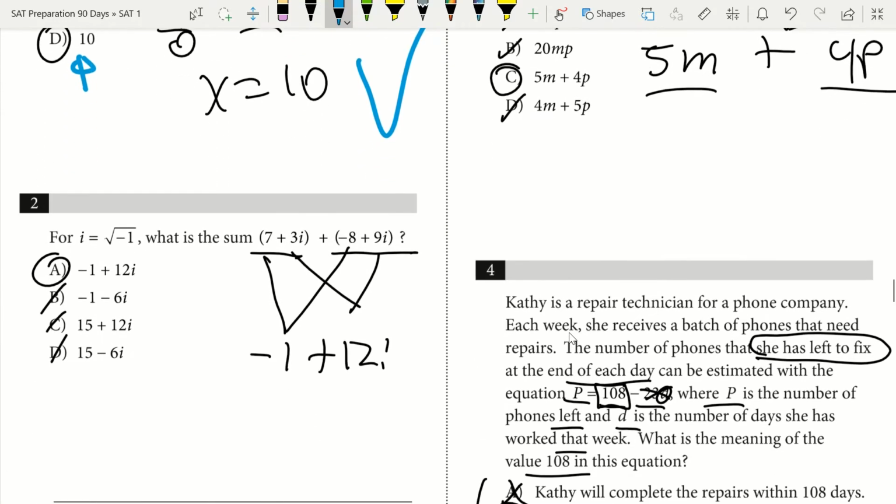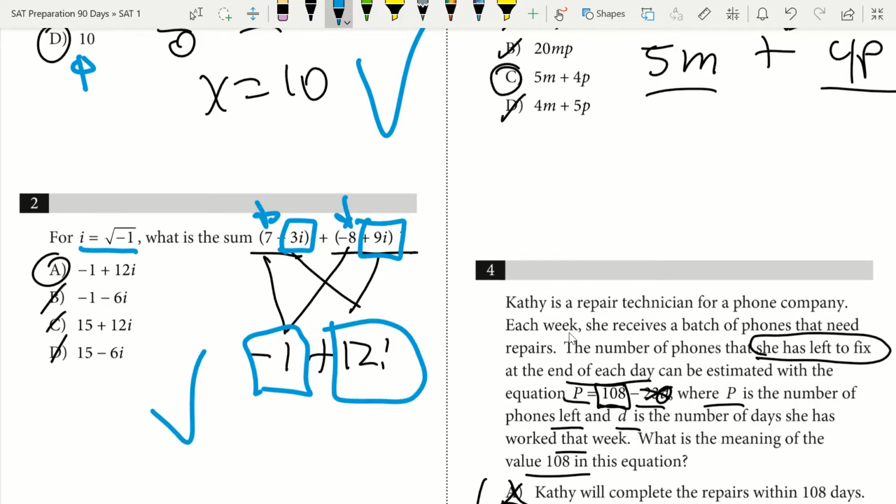Number 2, i is equal to the square root of -1. I'm asked to sum these. 7 plus -8, that's going to be -1. 3i plus 9i gives me 12i. That's correct as well. Okay, so A must be my answer there.